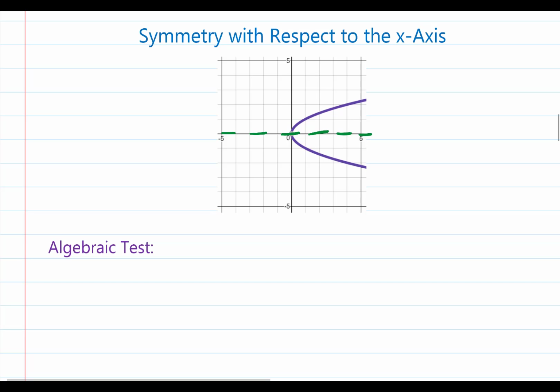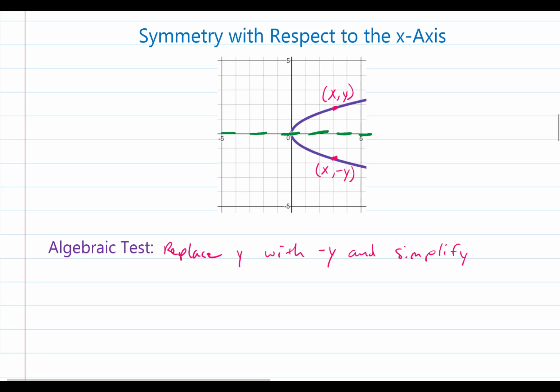So as a result of this, we have a point on the graph that is of the ordered pair x comma y, and a corresponding point on the graph which is of the ordered pair the same x value but an opposite y value. This actually leads us to our algebraic test, where we will replace y with the opposite of y, or negative y, and simplify.